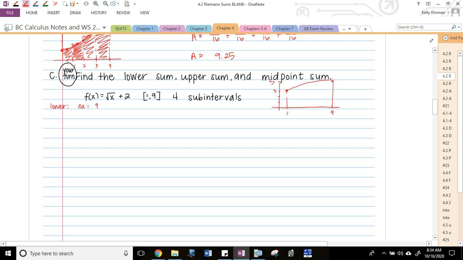So delta x is 9 minus 1 divided into 4 subintervals. 8 divided by 4 is 2. So between 1 and 9, I'm using every 2 units. So like 3, 5, 7, and then 9. So these are the subintervals. And then I'm not going to draw the rectangles in every time, but that's just going to keep my mind straight here. And go ahead and use a calculator to make things a little bit faster if you want to.